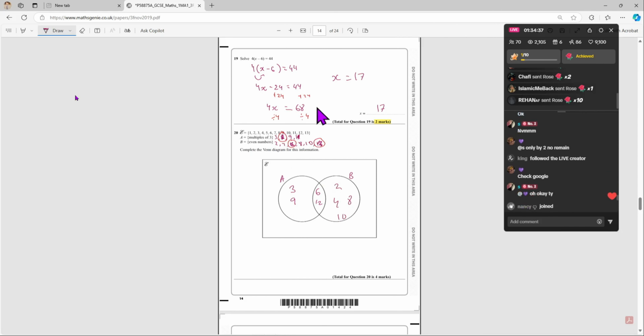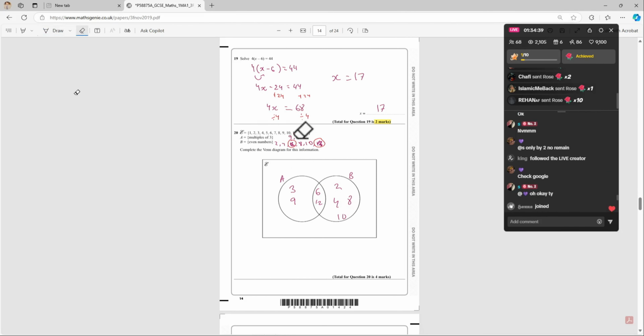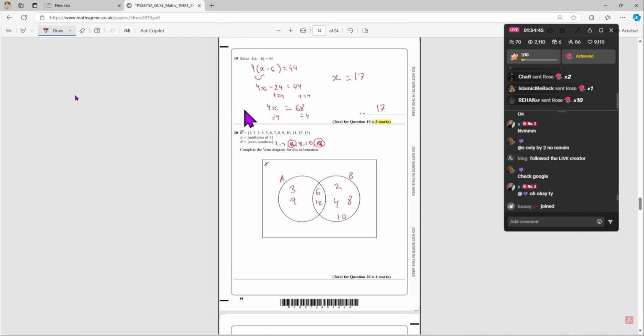Now, once we have done that, we are going to look at our universal set, and see what numbers are remaining, which numbers are left out. So we have done 2. 2 is gone. 3 is gone. 4 is gone as well. 5 is still there. 6 is gone. 7 is still there. 8 done. 9 done. 10 done. 11 is still there. 12 is done. So we have 1, 5, 7, 11, and 13 left.